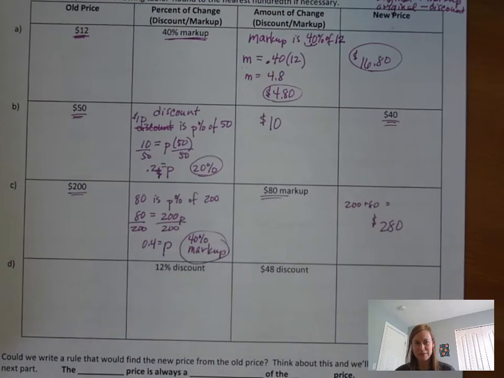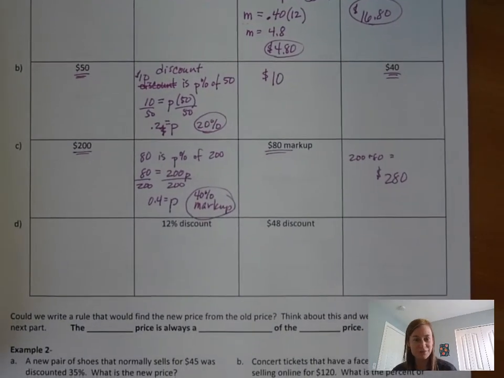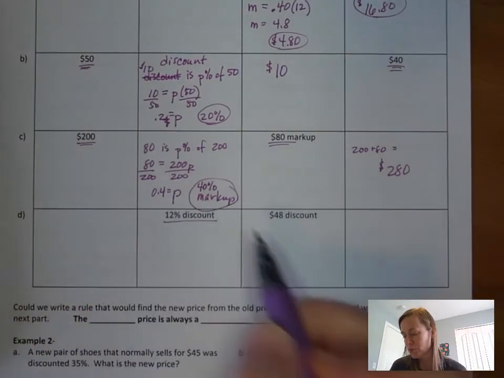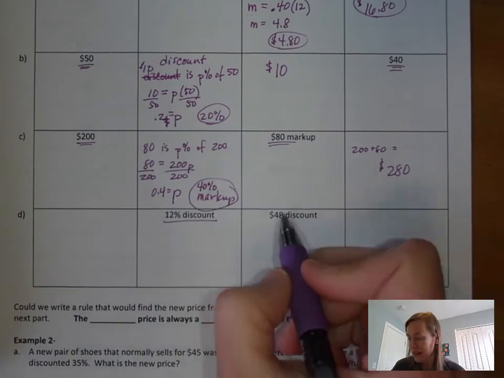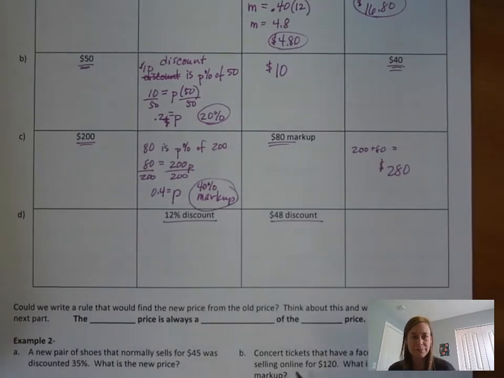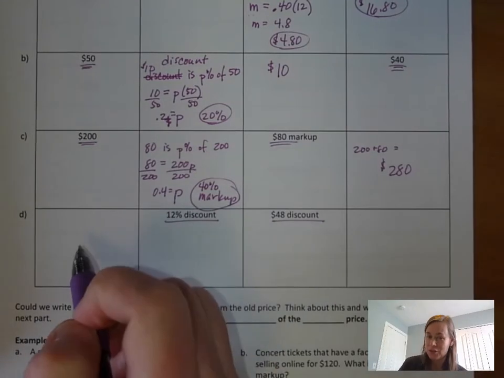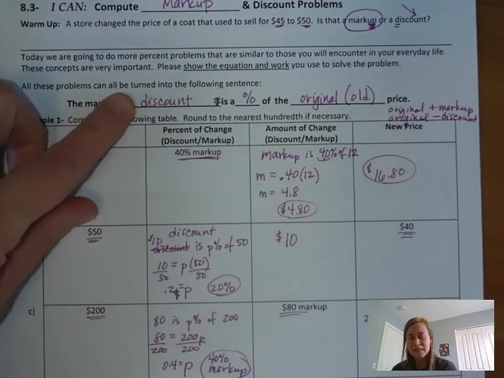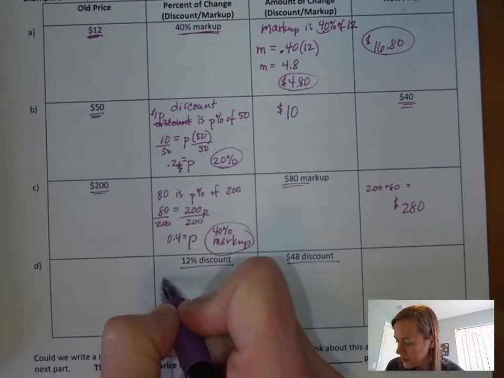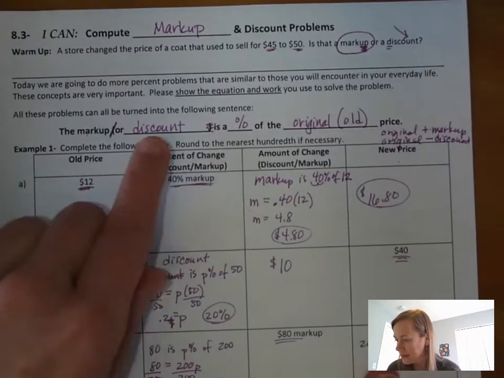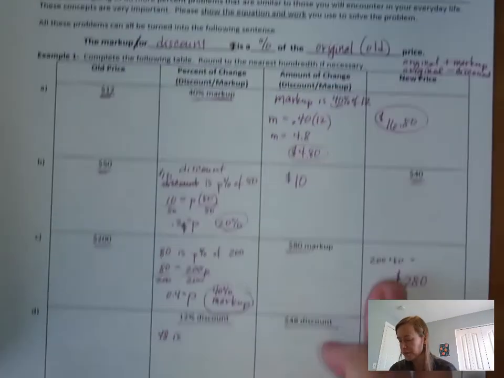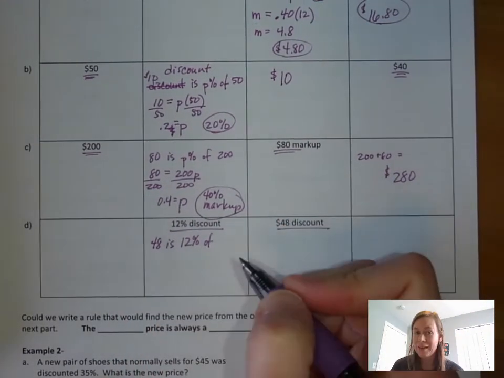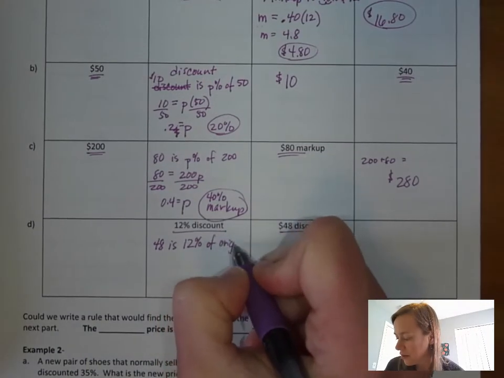All right, so that's how that works. Let's look at that last one. We've got different pieces of information missing now. So we don't know the original price. We do know it was a 12% discount, and that discount amount was $48. We really can't find the new price until we have the original. So let's go ahead and try to find that original price. So we're going to use the sentence again. The discount, which was $48. 48 is what percent of the original? 12% of, well, we don't know the original. So I'll just write original.